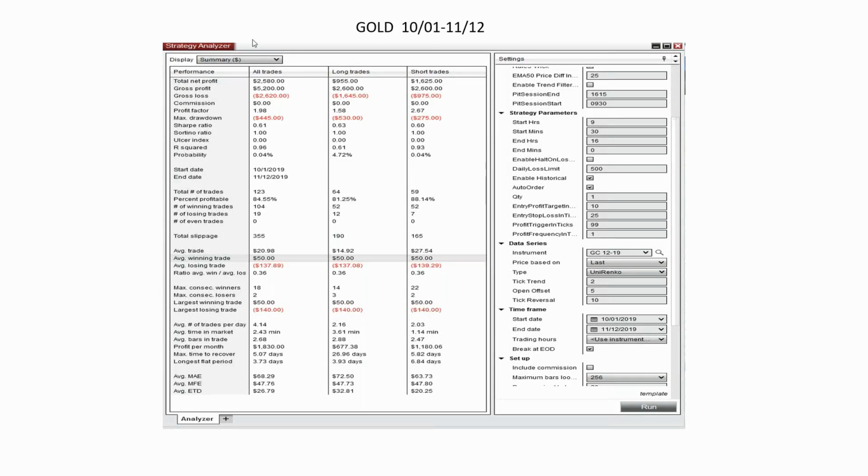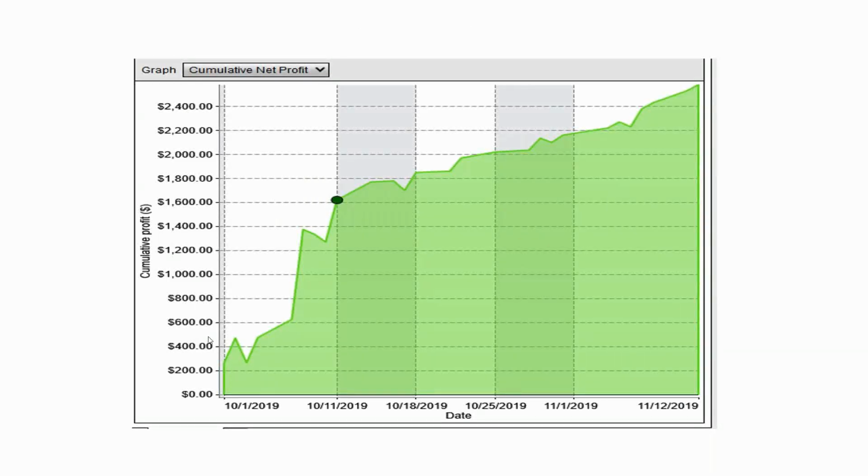And then gold, $2,580 worth of profit. There's only trading 2 contracts. Traded 84.55%. And here's the equity curve. This is right off of the back end of Ninja. We did not modify or touch a single thing based on the entries it took over the time period that I showed you.